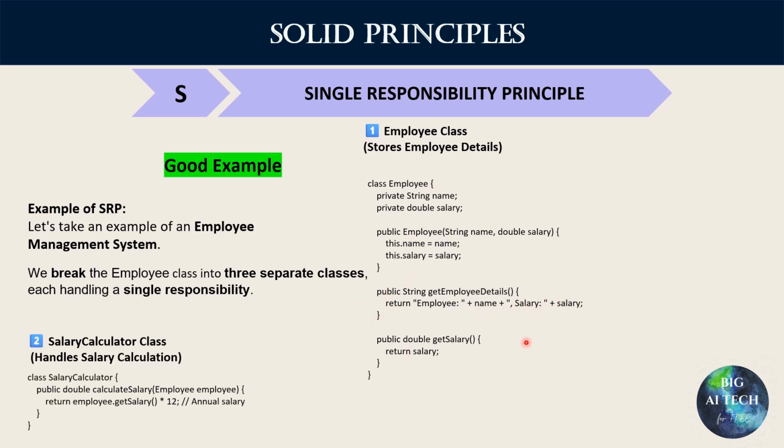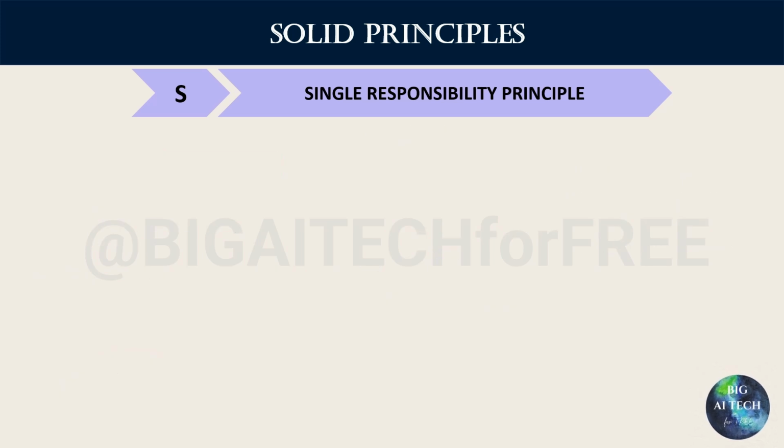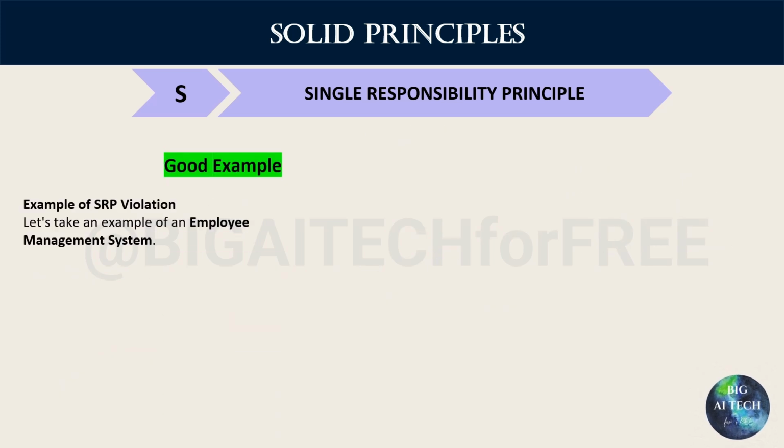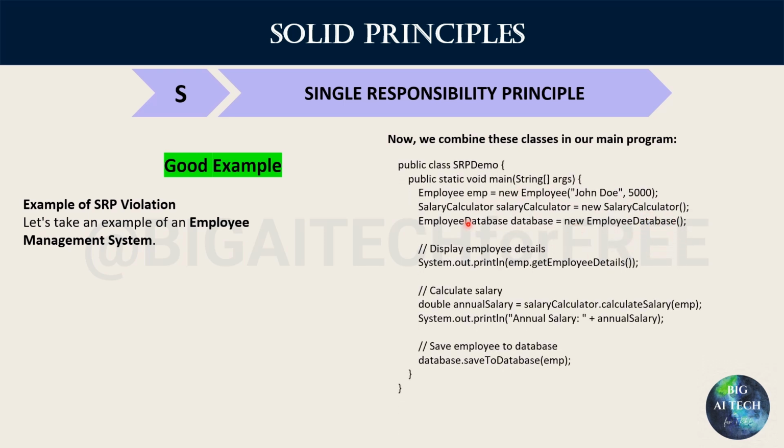Second, we have a separate class which calculates the salary. And we have a separate class which handles the database operations. This way we have segregation of responsibility across the classes. Moving on, how will this actually work? From our main program, we create an employee class, a salary calculator, and an employee database. When a new employee joins, the details will be filled, then his salary can be computed and stored to the database.